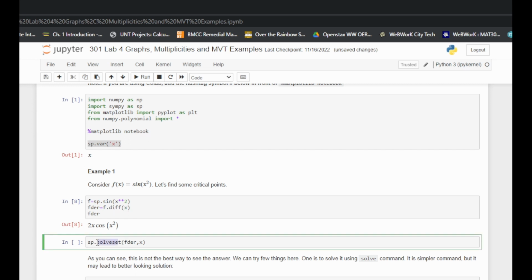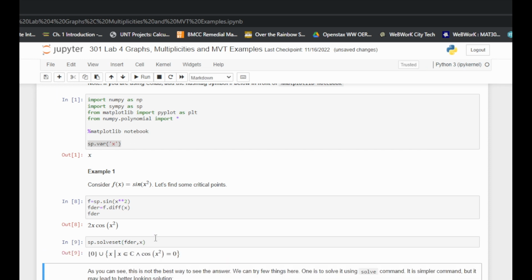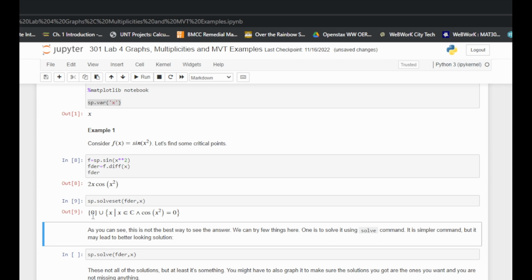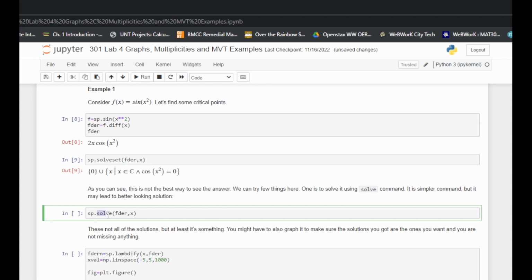So the first command we'll use is solveset. So I want to know when the derivative is 0. And as you can see, this is not exactly helpful. We see one of the critical points, it's 0, but the rest is not very readable. If you try to use simplify or n command, you will see it will not actually help you in any way. The second approach is we will use just a solve command.